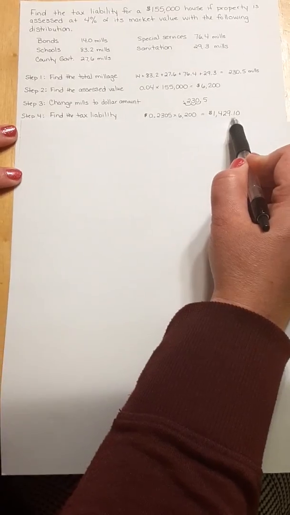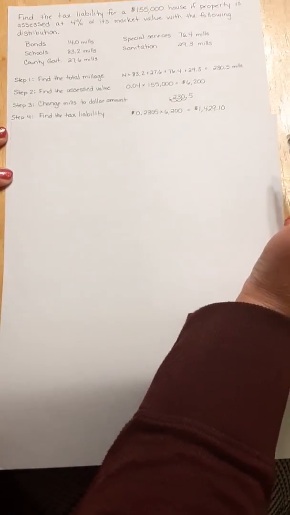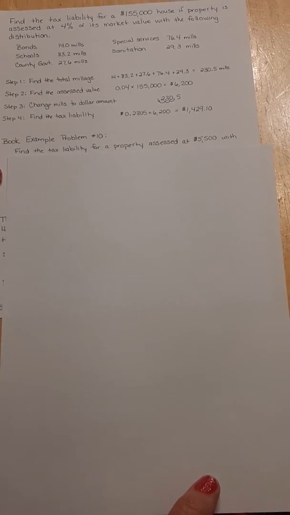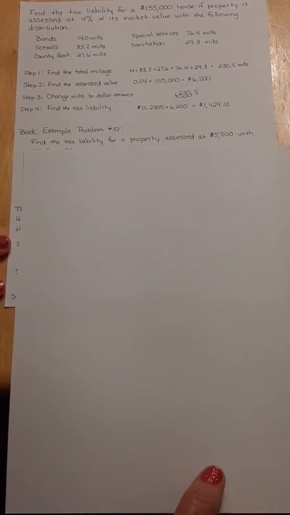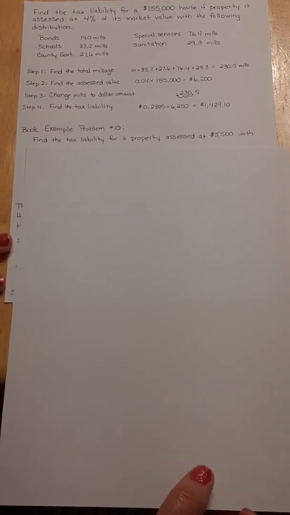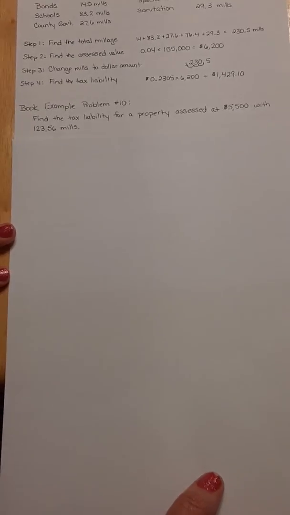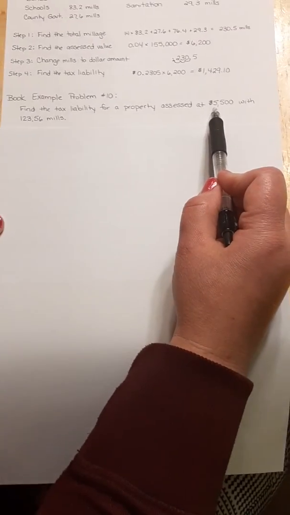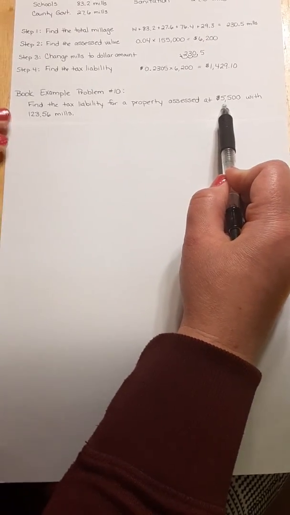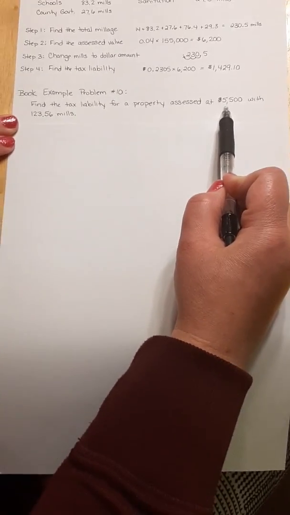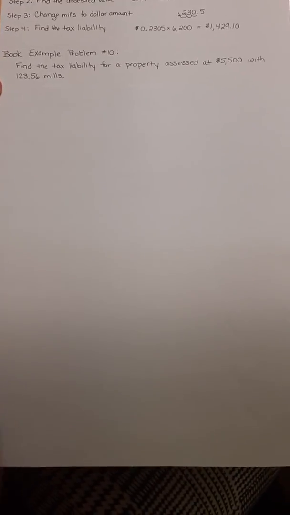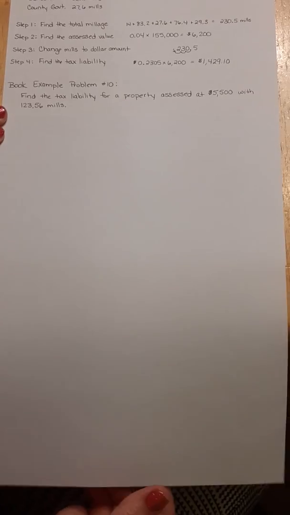So how much am I actually paying on all of this? I'm paying $1,429.10. Okay. So let's look at what it would look like in book problems here. I'm going to do problem 10 from your homework assignment. Problem 10 says find the tax liability for a property assessed at $5,500 with 123.56 mills. So it's kind of like a combination of what we just did and the book problem number 1.